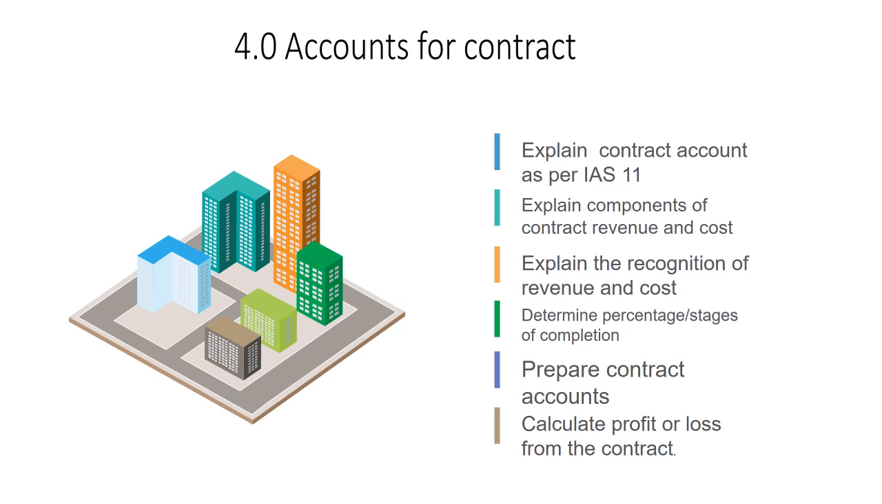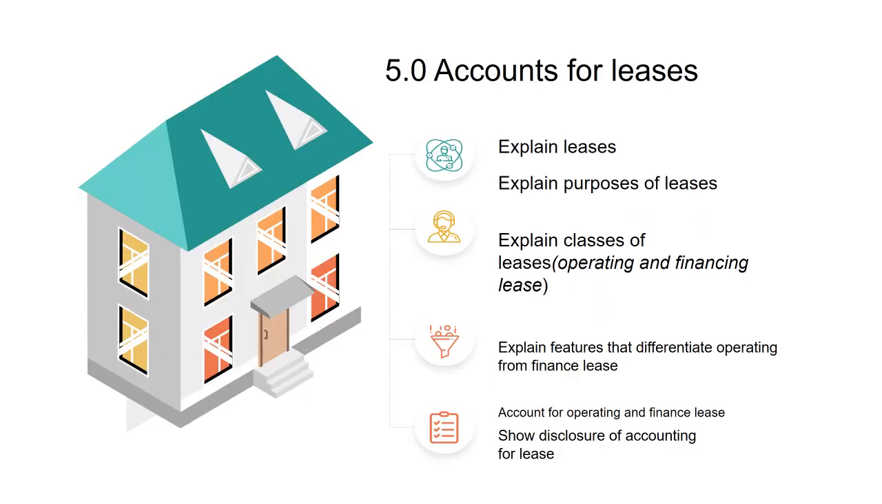Again, number 5 will cover accounting for leases. As we know, capital assets sometimes require heavy investment, and therefore some may decide not to buy those assets. Instead, they make a lease. So generally we have two types of lease. One is the operating lease and the other the finance lease. We will see it later on.